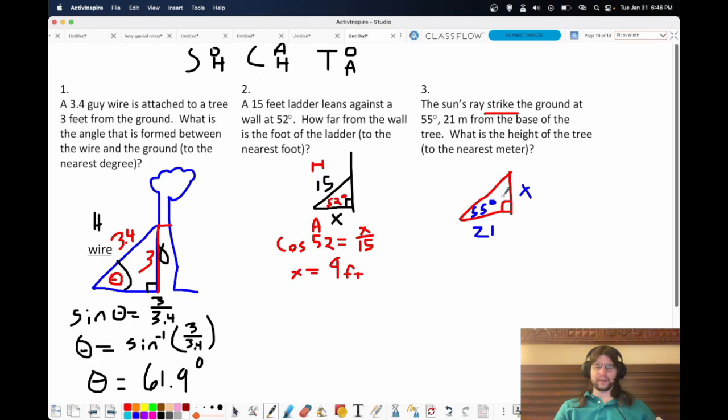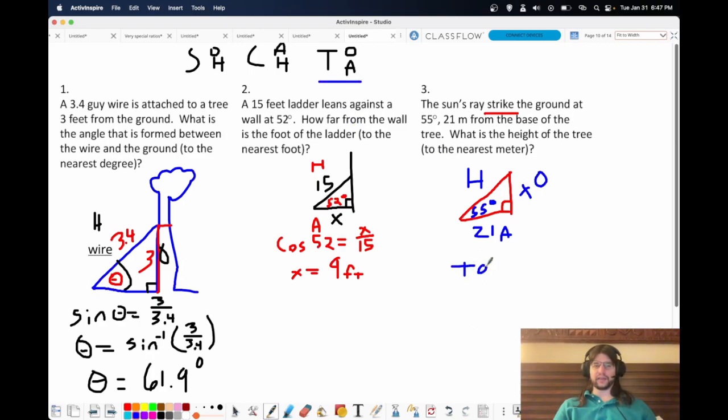Anyway, let's see what we got. We don't have or care about the hypotenuse, so I'm not going to mark it. This is my opposite right here and adjacent right there. If you need to put the hypotenuse, do it. It doesn't hurt. You can do it every time if you need to. Or you can just mark what you know. And what we know is the adjacent. What we're looking for is the opposite. That means we're using tangent.